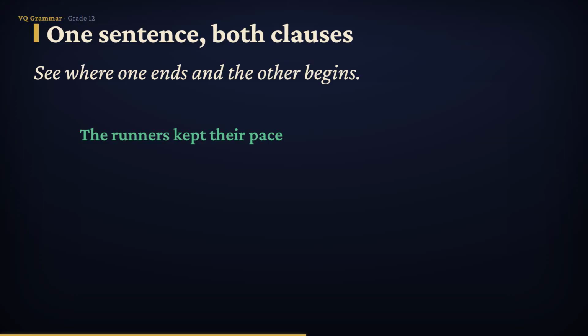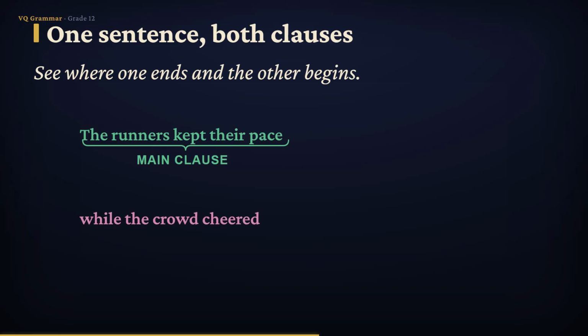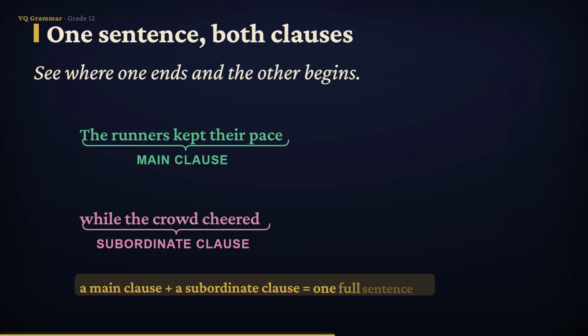The first stretch, the runners kept their pace, is the main clause. It has a subject and a verb, and it could be a sentence all by itself. The second stretch, while the crowd cheered, is the subordinate clause. It also has a subject and a verb, but that signal word while makes it lean on the first part. One main clause, one subordinate clause, joined into a single full sentence. Once you can bracket a sentence this way, you can see its whole skeleton at a glance.